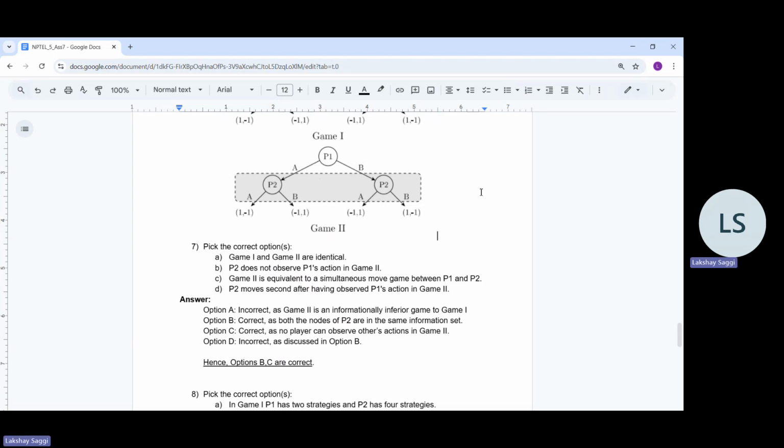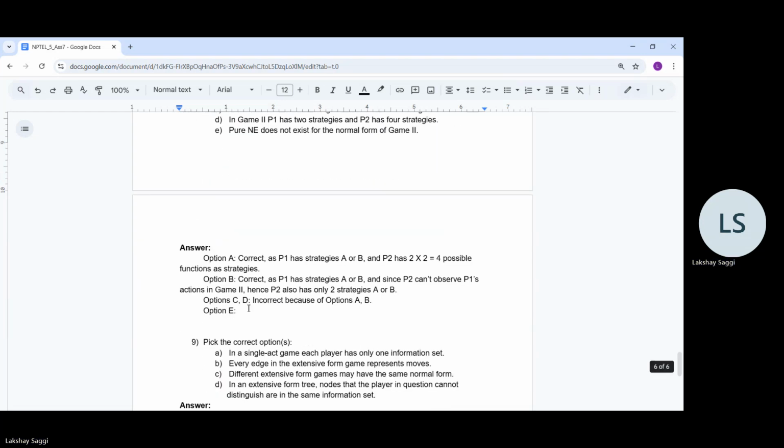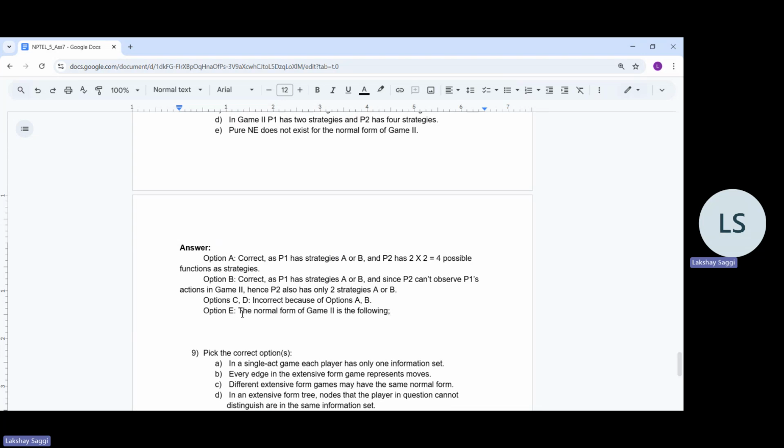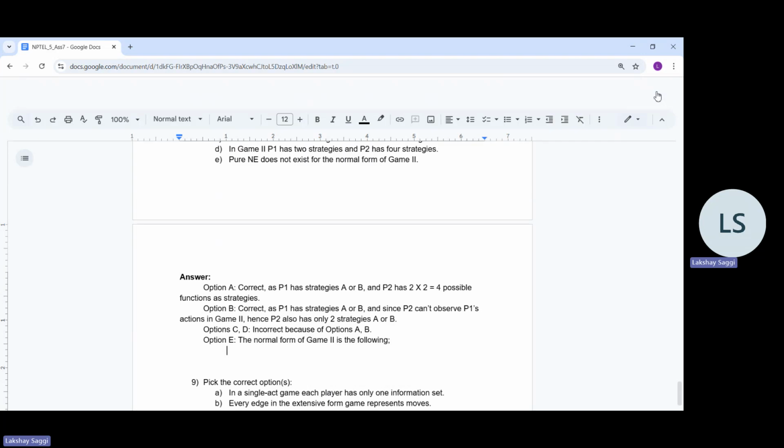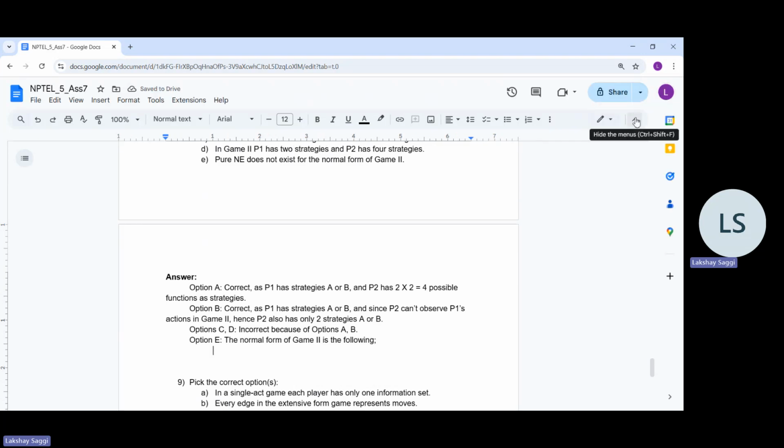Now to find out Nash equilibria, as I already said, we'll have to consider the normal form of the game. The normal form of game two is the following. Note that in game two, there are only two possible strategies for player one as well as player two. So there will be 2 x 2 possible strategies, so 4 possible strategy profiles.